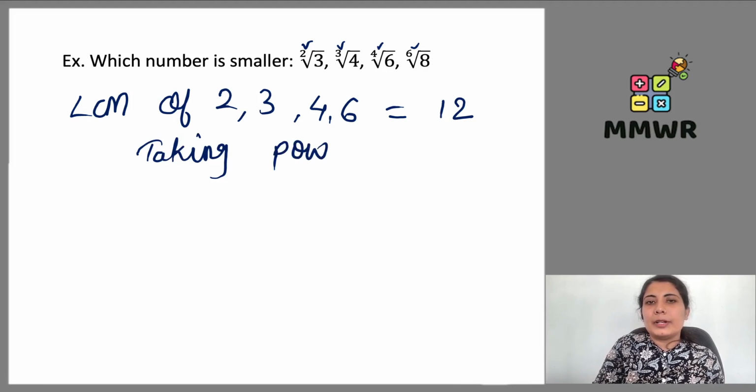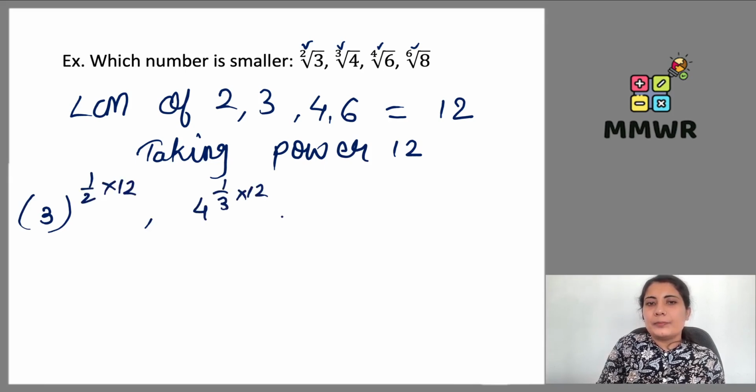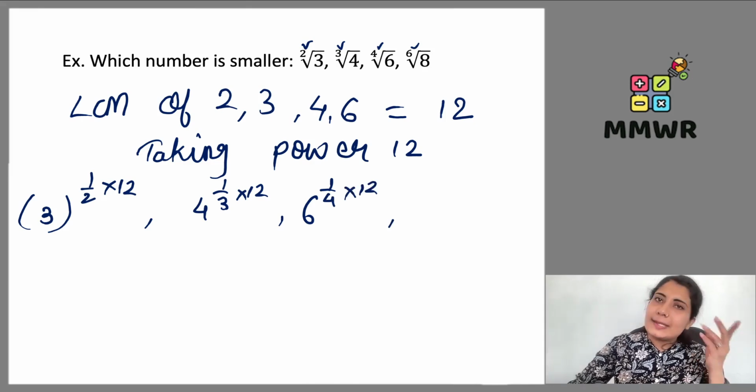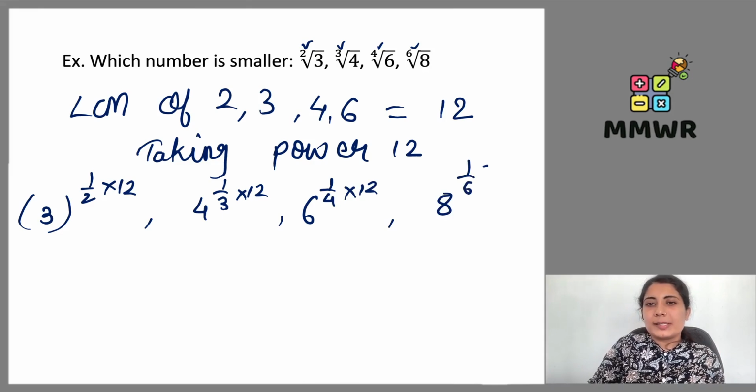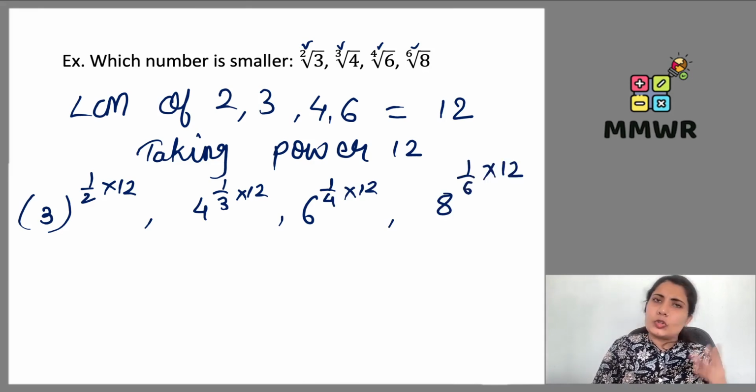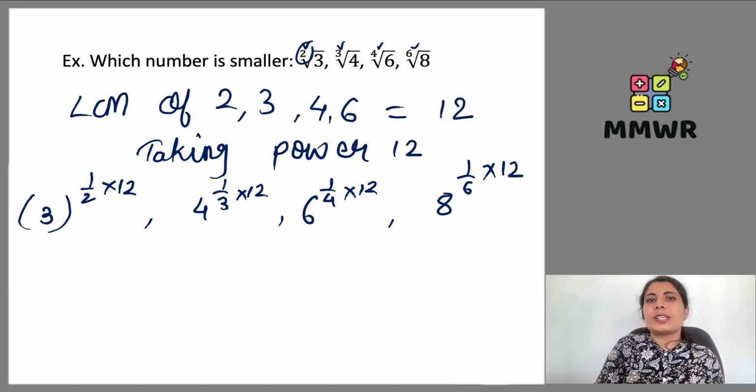Taking power 12. So, this gives me 3 to the power 1 by 2 multiply 12. 4 to the power 1 by 3 multiply 12. 6 to the power 1 by 4 multiply 12. अगर ये step भी skip कर सकते हो so that's too good. 8 to the power 1 by 6 multiply 12. इसको भी easily कर सकते हो. सिर्फ 2 से 12 को divide करो. 6 आ रहा है, 3 की पावर 6 हो गई.